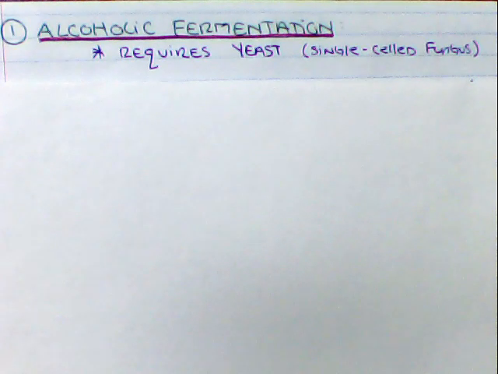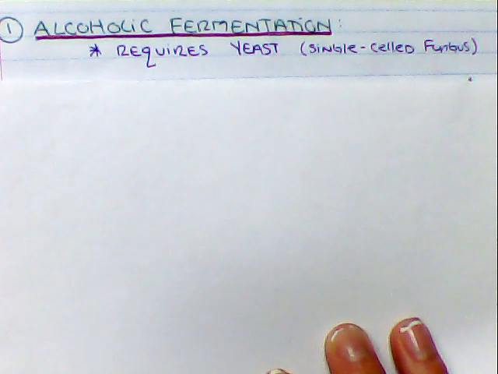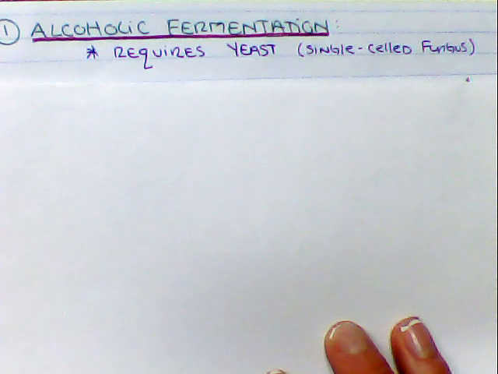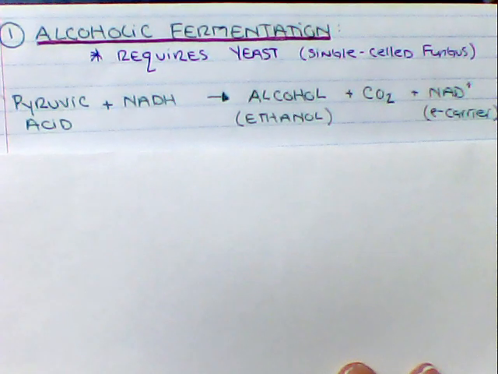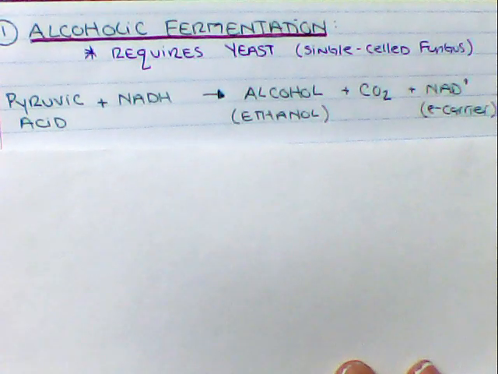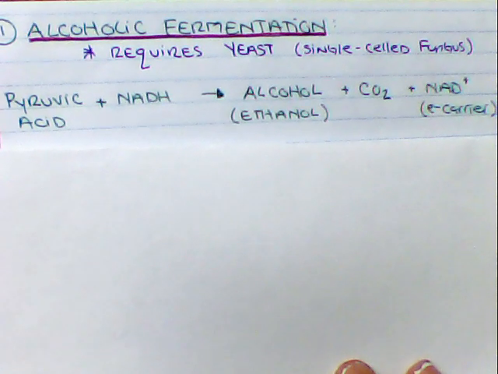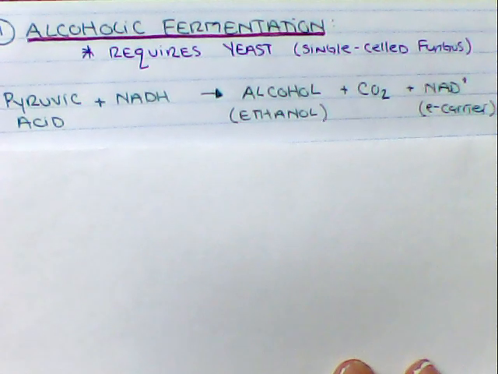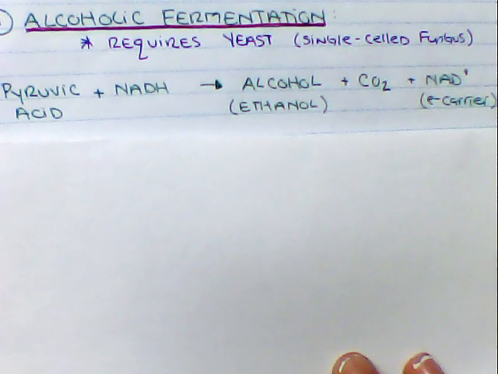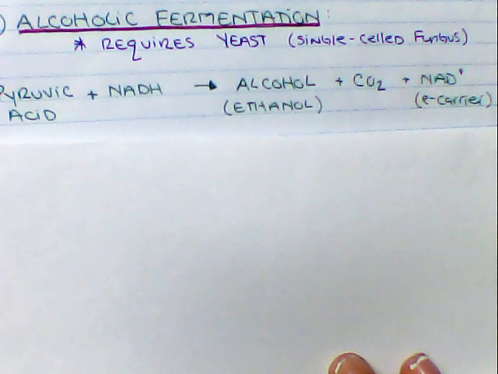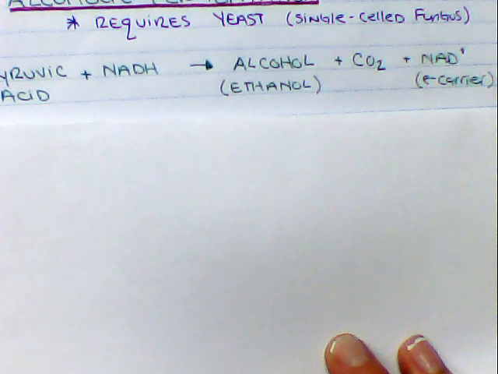The first type of fermentation, or anaerobic respiration, that we can go through is alcoholic fermentation. It does require yeast, which is a single-cell fungus, and here's what's going to happen. Again, feel free at any time to stop this video and write down these notes. Pyruvic acid is going to combine with NADH, which is simply an electron carrier, and we're going to rip it apart to create ethanol alcohol, as well as a little bit of CO2. We get a byproduct of NAD, which is an electron carrier, which will journey back to the chloroplast, where it will get put back together as NADH or NADPH.